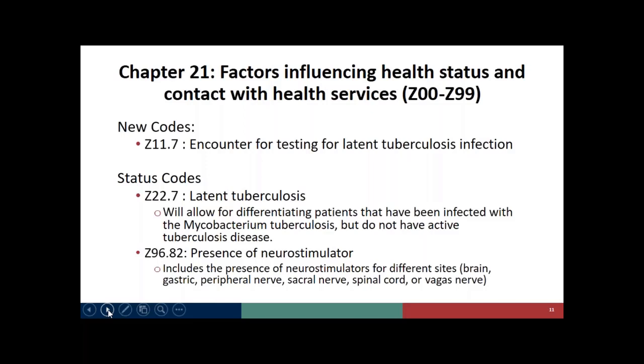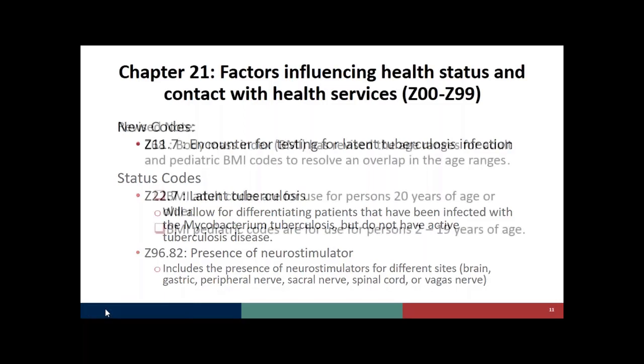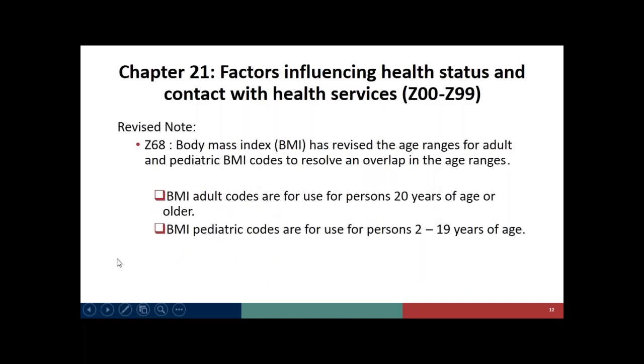So another new one that we have is the actual diagnosis, and it's a status code is what that is. I put that in there. It's still a new code, but it's really more of a status code, which is Z22.7. And that is basically saying that the patient is latent tuberculosis. So that's just something that I wanted to put in there. I have another one down there at the bottom, but I don't know that you will use a whole lot of that. So let's move on to the next note that we have here.